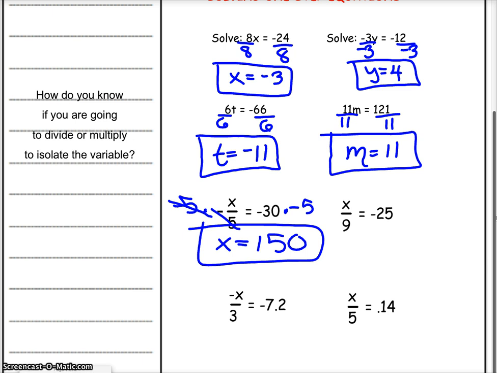X over 9, that means x divided by 9. To get rid of divide, you multiply. Gets rid of the 9. You're left with x equals, when you have 9 quarters, how much money do you have? 225. Negative 225.